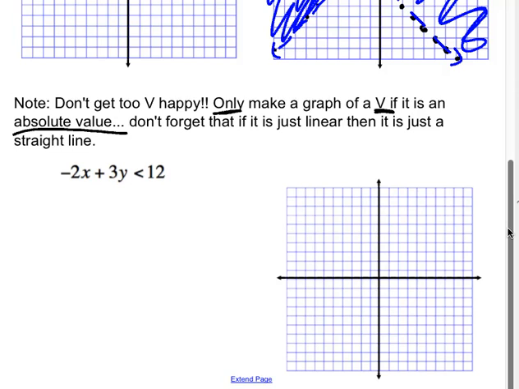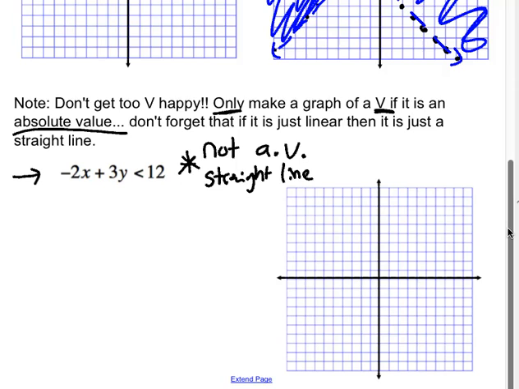For example, this is not an absolute value, so it is just a straight line. Okay, you need to remember that. That's a big thing I see my kids doing. You get way too excited to graph everything as a V after learning this. You forget when to use a straight line. So here, when it's not absolute value, it really is just a straight line that you've been graphing for years now. Okay.